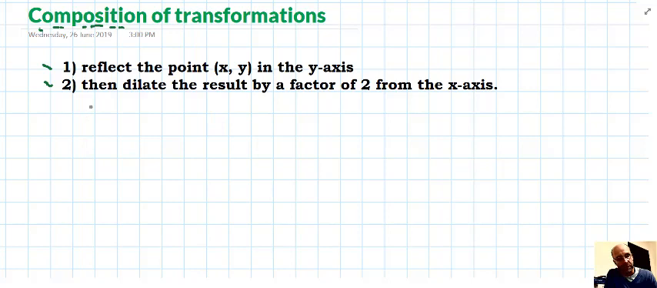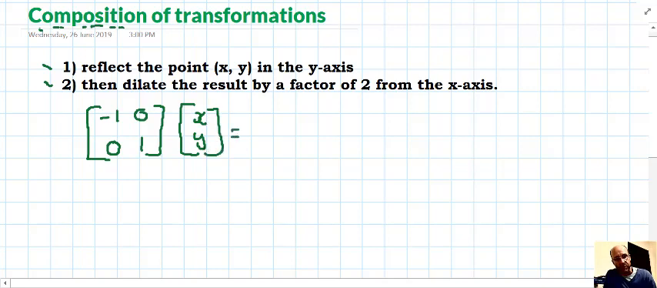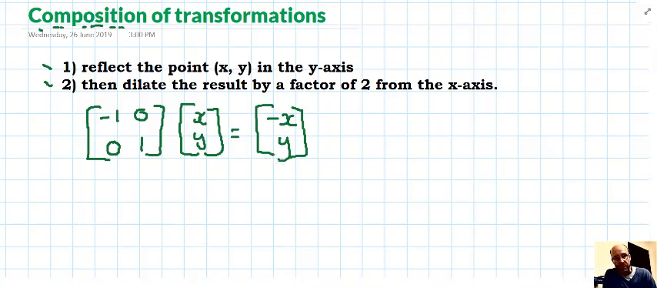So let's do it in two separate parts. From our previous work, we know that the transformation matrix for reflecting a point in the y-axis is as such. It's negative 1, 0, 0, 1, and the generic point xy is a column matrix. And we can use matrix multiplication to work that out, and you get negative x, y, which makes sense because whenever we reflect something in the y-axis, basically the x value becomes the negative of what it was and the y value is the same.